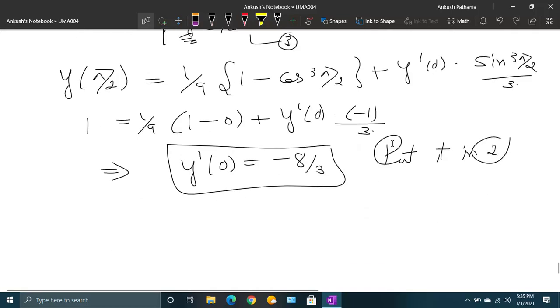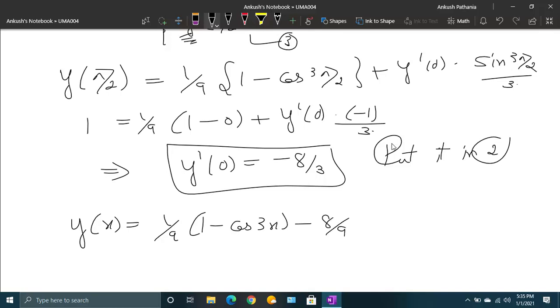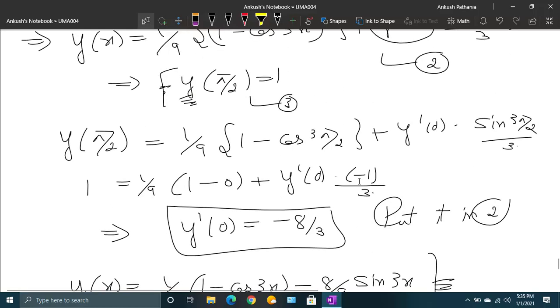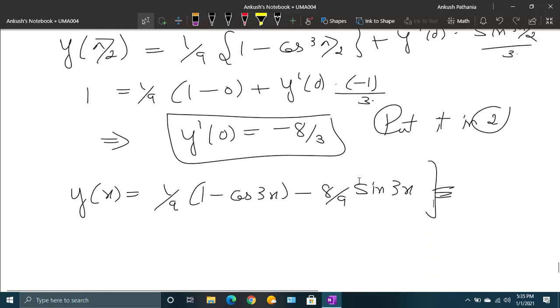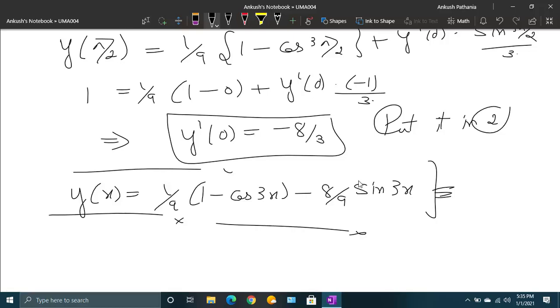So putting it here, we get the particular solution as 1 by 9 (1 minus cos 3x) minus 8 by 9 sine 3x. So this is the solution. This is 1 by 9 (1 minus cos 3x), and here it is, minus 8 by 9 sine 3x. So this is the required particular solution of the given differential equation.